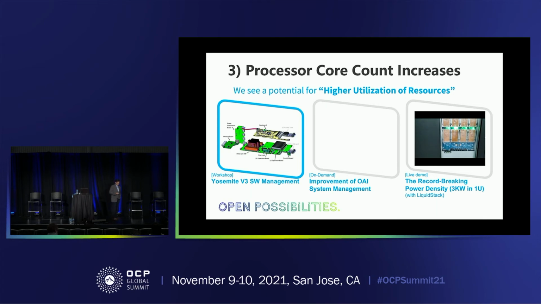Now to the third trend. So processor core count increases, right? As processor core count increases, we see that there is a potential for higher utilization of resources. So what this means is, we have a 1P system, Yosemite V3, that's a 1P system. And like we talked about earlier, this 1P system is able to cater to multiple use cases. A 1P system usually used to be a low-end server with only very simple use cases, but now we are able to use that same 1P system for many use cases.